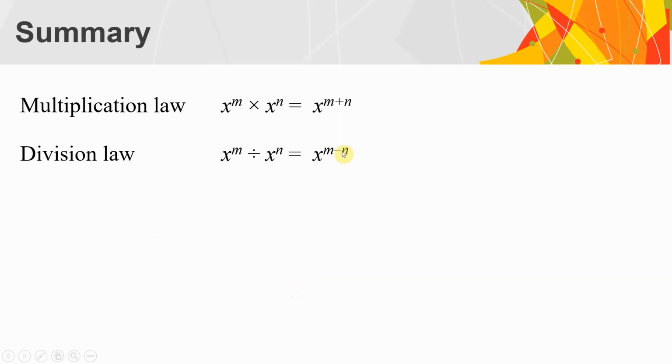So just a summary, we have learned what the multiplication law and division law are. And the last one, the power law. Whenever we have an index with a power, we just multiply them together. So at the end, we'll get this form. So that's all for this video.